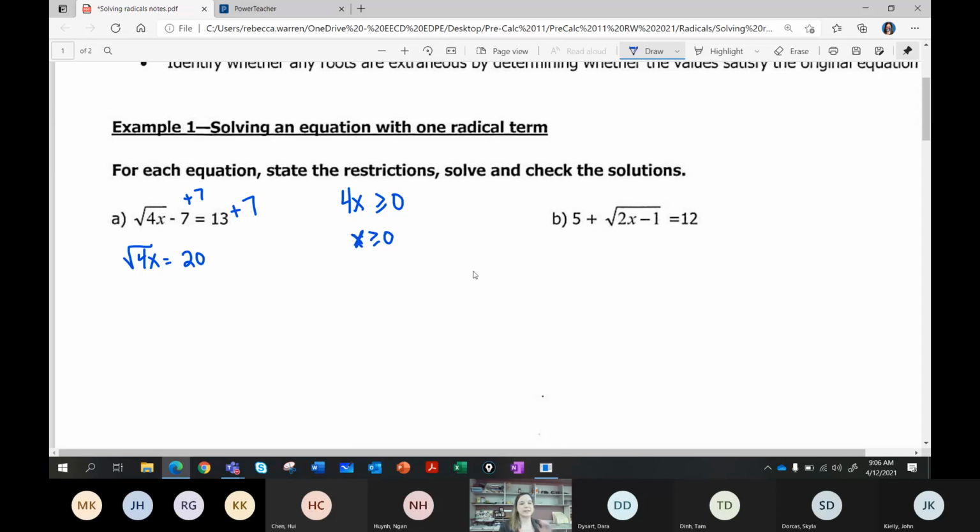Okay, so hopefully most of you get that. I think most of you could have told me that's what the restriction was without me solving anyway. So x has to be greater than or equal to 0 in this question. All right, so we go back to our problem. We've isolated the radical. We have radical 4x equals 20. I want to try and get to that 4x that's under the radical sign. So how do I get rid of the radical sign?